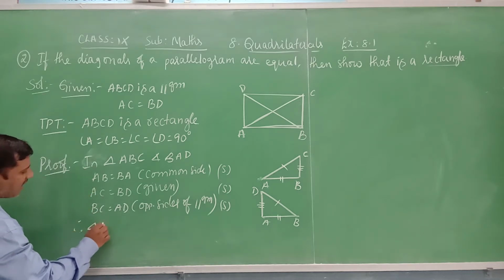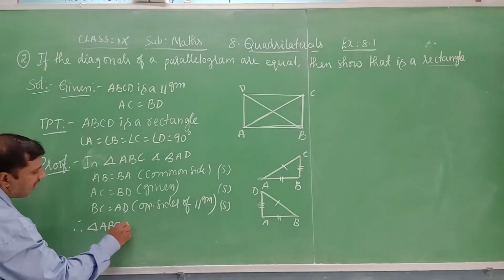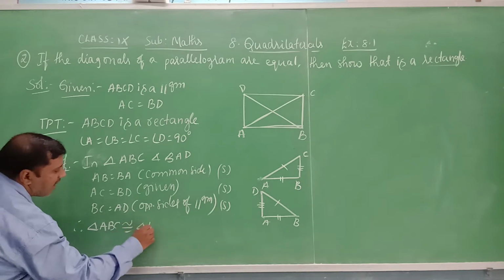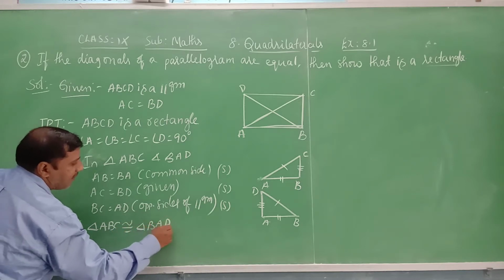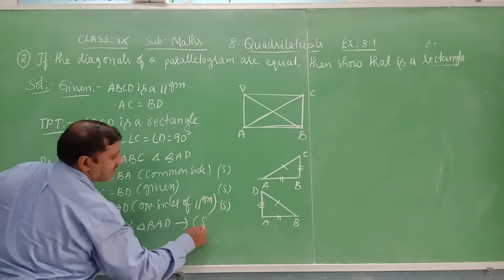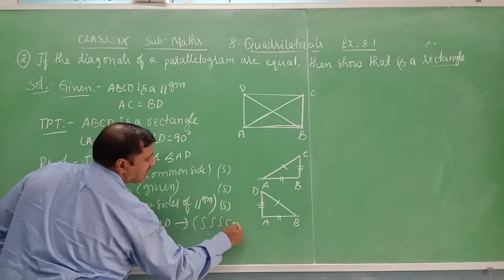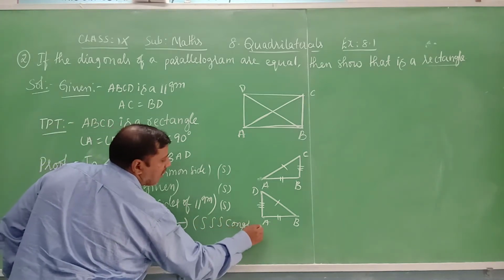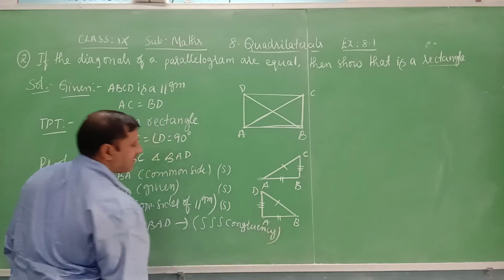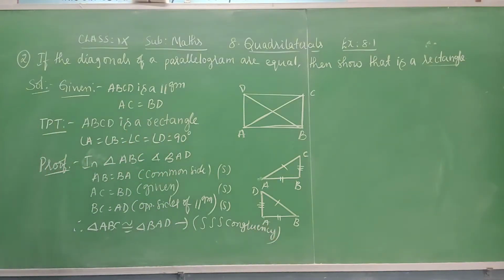Therefore, triangle ABC is congruent to triangle BAD by the congruency criteria. By the SSS congruency rule, the two triangles are congruent triangles. Now what about the angles?